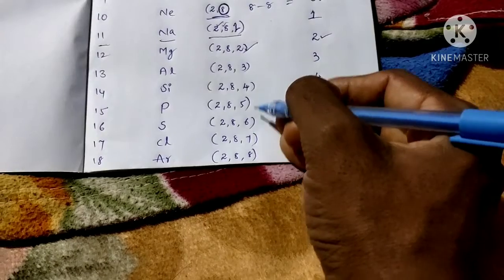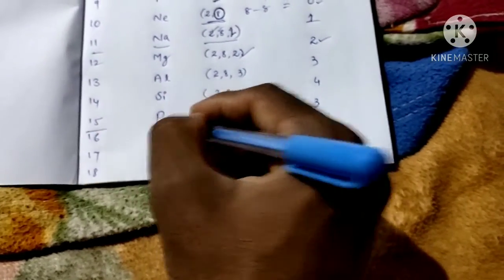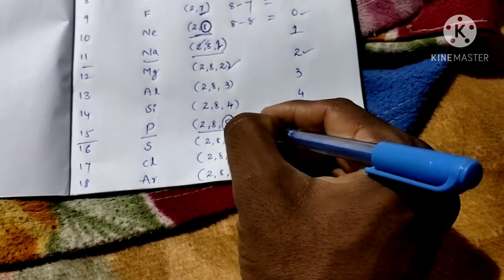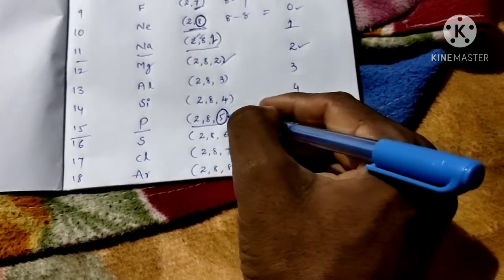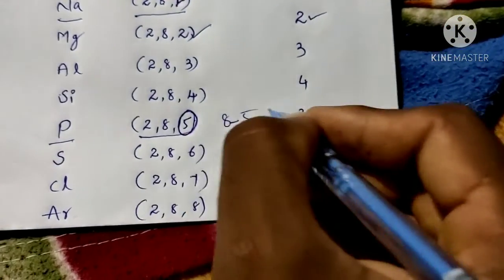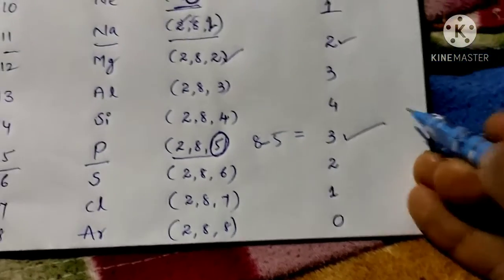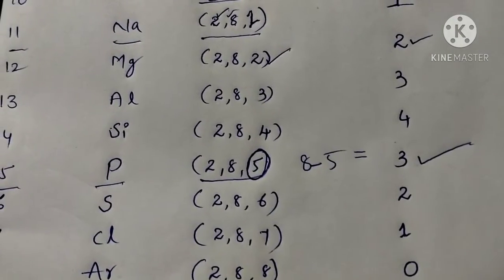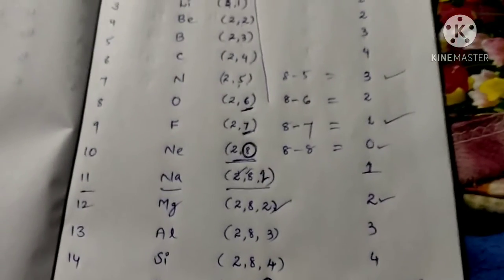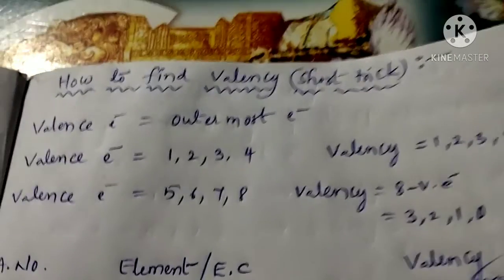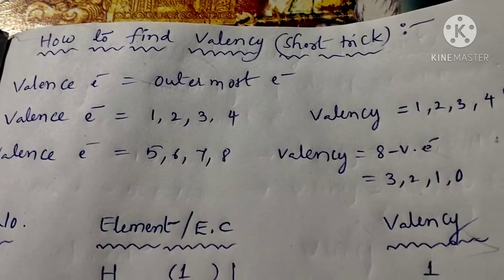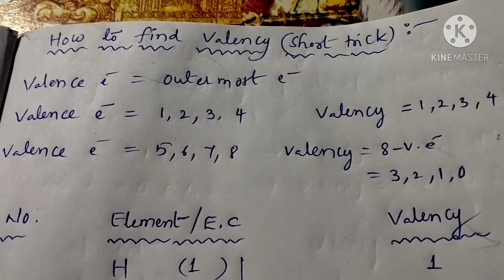Next, phosphorus, the 15th one. Configuration is 2, 8, 5. The third shell of phosphorus contains only 5 electrons, then we should subtract from 8, that is 8 minus 5 equals 3, right? So in this way we can easily find the valency of elements, right? Thank you children, I hope you understand.